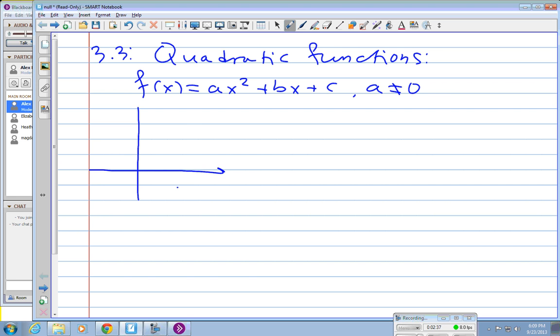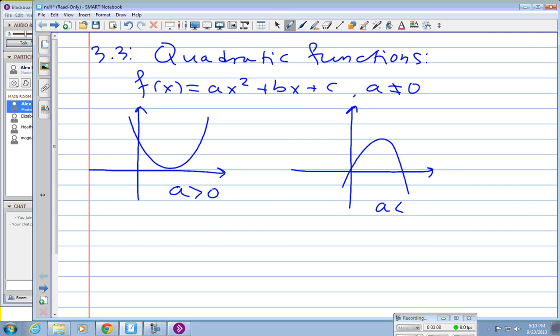It will come out as a normal parabola, looking something like that, opens up, if the leading coefficient is positive. If a is greater than 0, the parabola will open up. And if a is less than 0, and that's what we talked about last week, all the transformations, the parabola will open down, so it looks something like that. In general, it'll be an upside down parabola if a is less than 0.